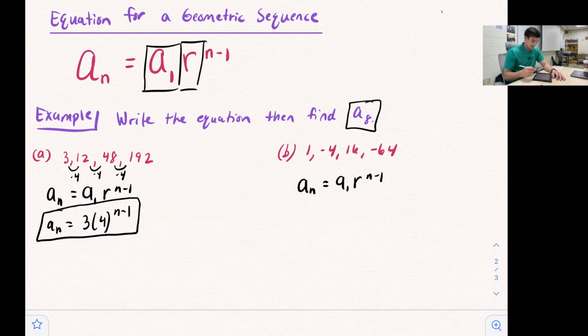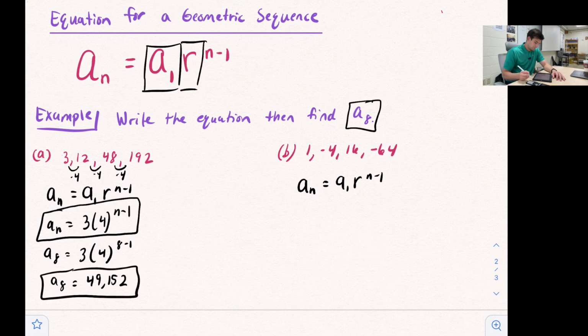Now we want to find the 8th term. So we say a sub 8 equals 3 times 4 to the 8 minus 1. Okay, well 8 minus 1 is 7. And so now we're going to take 4 to the 7th power and then multiply that by 3. So a sub 8, or the 8th term, would be 49,152. Okay?